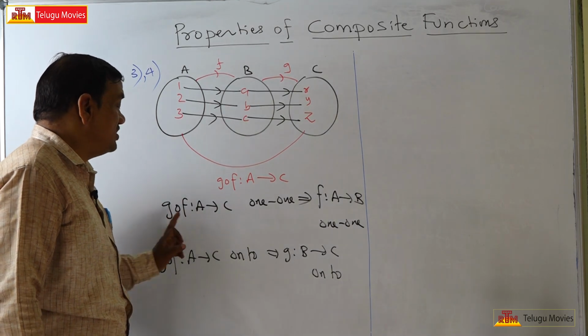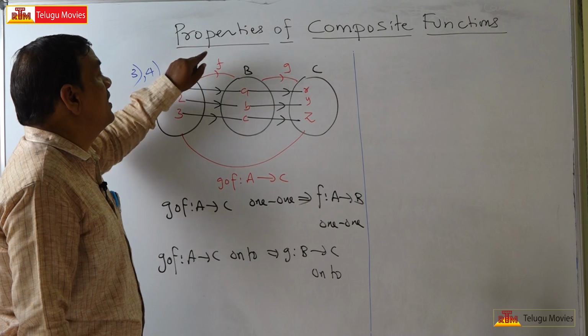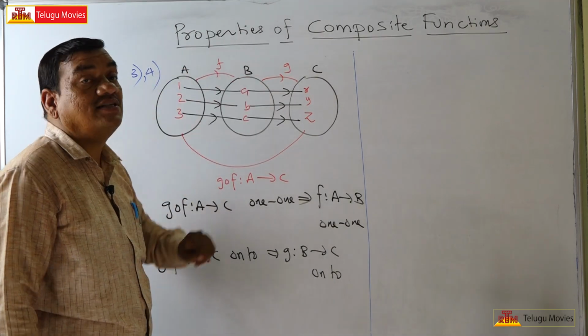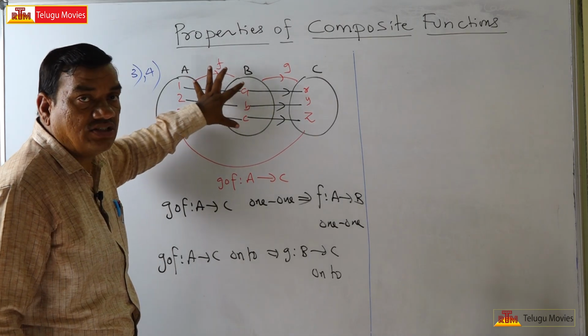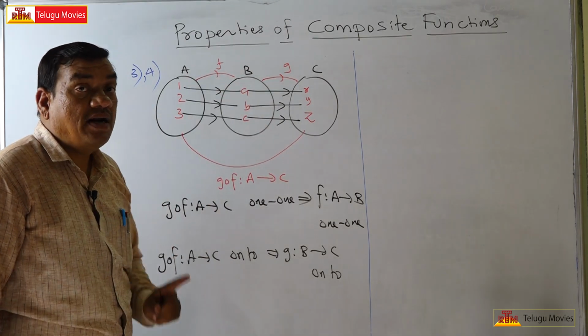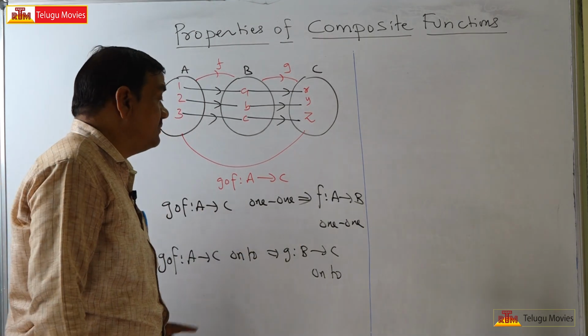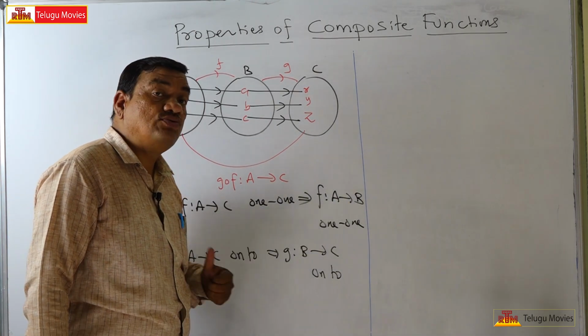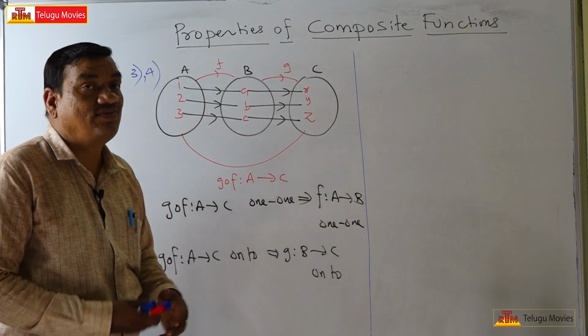Therefore, if G circle F from A to C is a 1-1 function, then F from A to B must also be a 1-1 function. F must be a 1-1 function. But try to understand this. It is a conditional statement. That means if F from A to B is a 1-1 function, there is no need that G circle F from A to C is a 1-1 function.